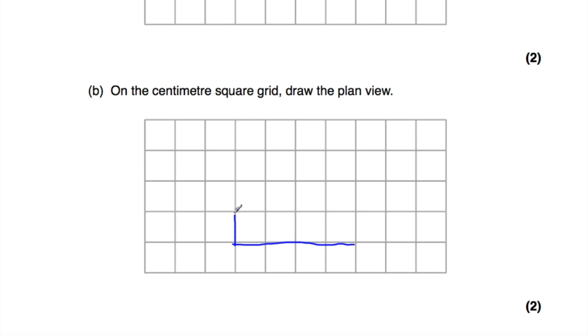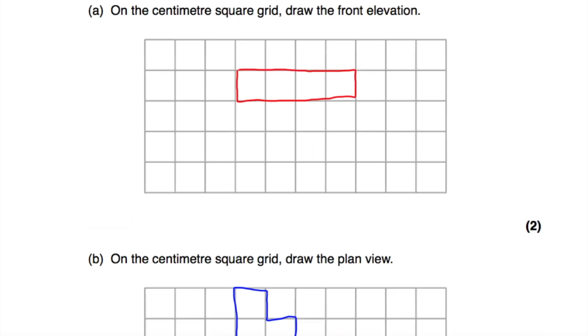It's again going to go up 4, 1, 2, 3, 4. Across 1, down 1, across 1, down 1, across 1, down 1, and across 1, down 1. And that would be the plan view. And let's just have a look at it. Yeah, that's the plan view.